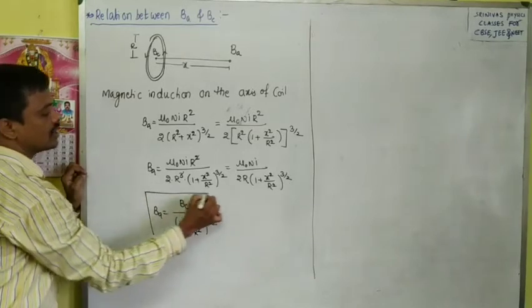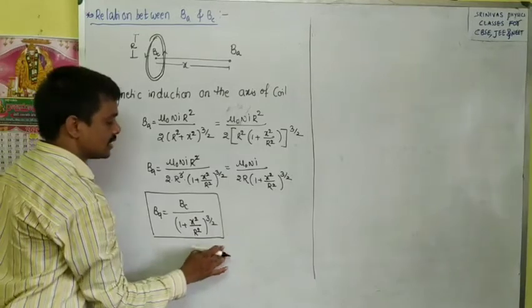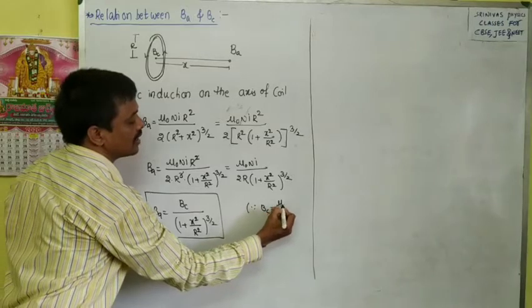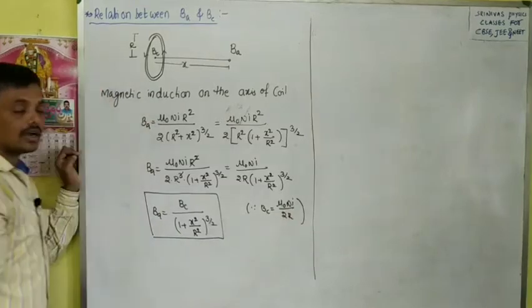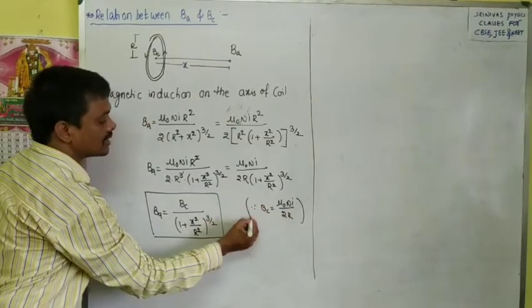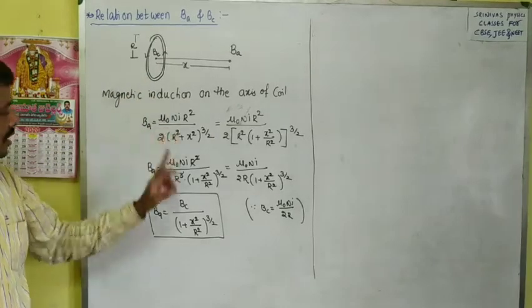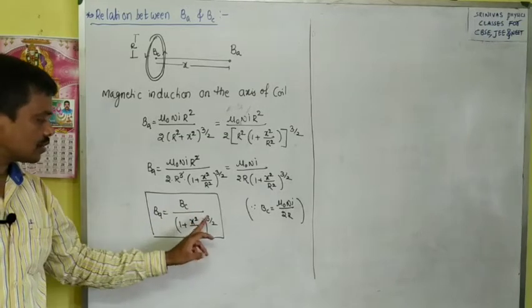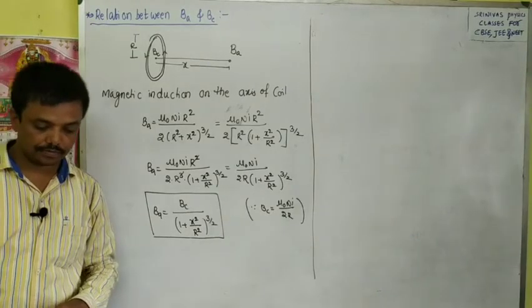This is the direct relation between the magnetic induction on the axis and the center. We get this from the formula: magnetic induction at the center, which we know already, is mu naught N i by 2r. This is the relation between the magnetic induction on the axis and the center of a current carrying coil. On the axis, we derived that magnetic induction on the axis equals magnetic induction at the center divided by (1 plus x square by r square) whole power 3 by 2. Now let us solve one problem based on this.